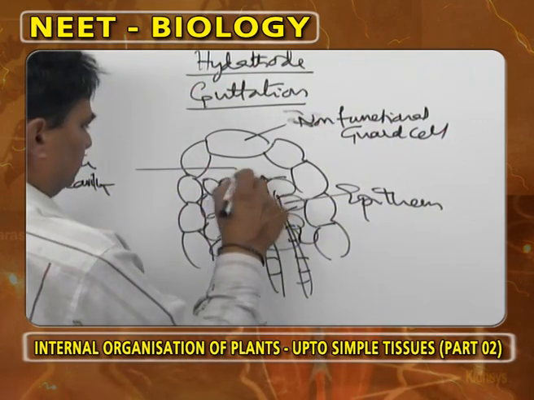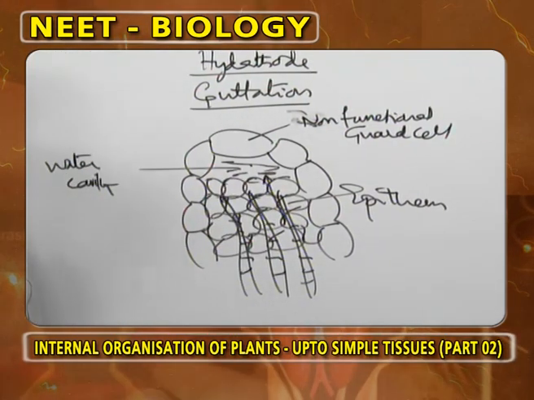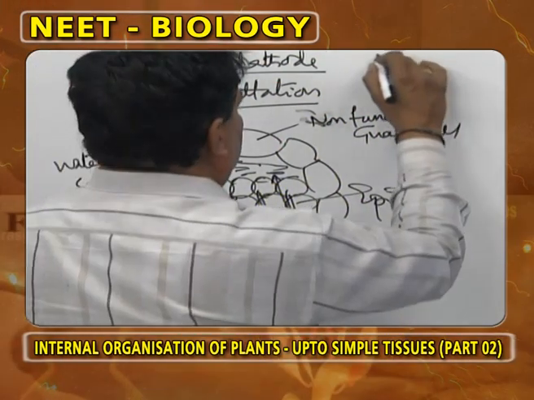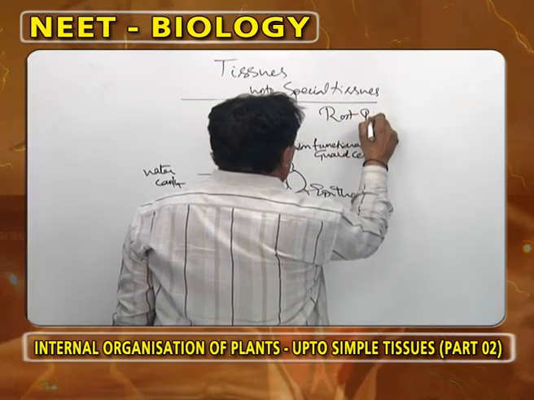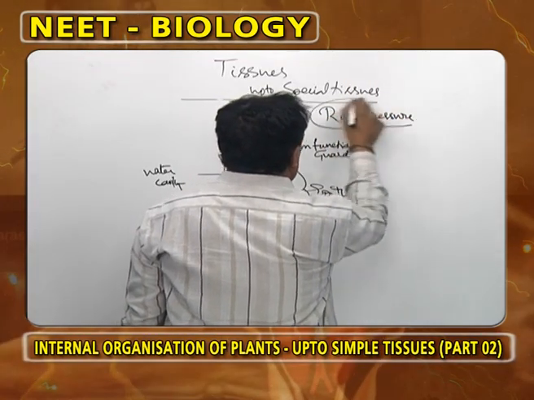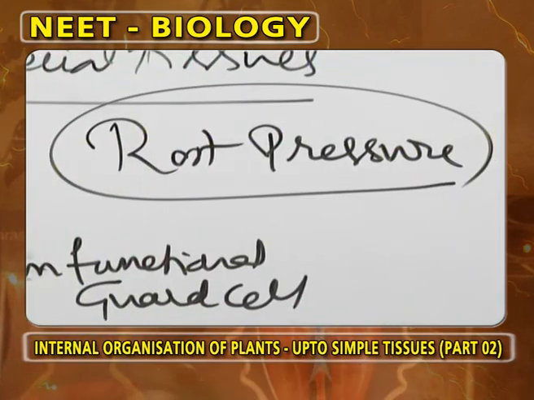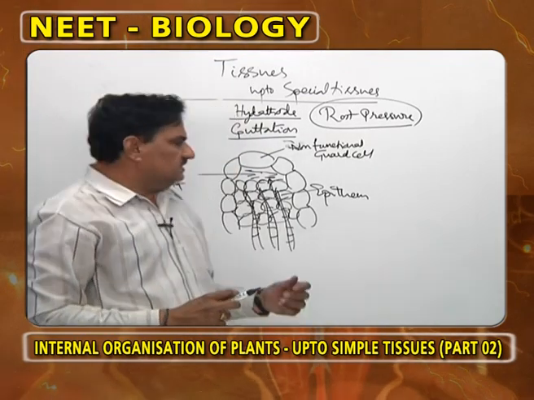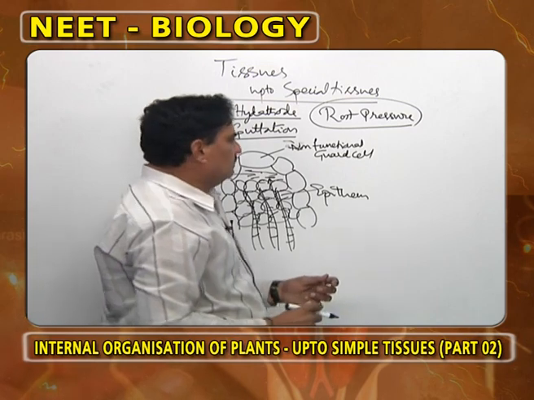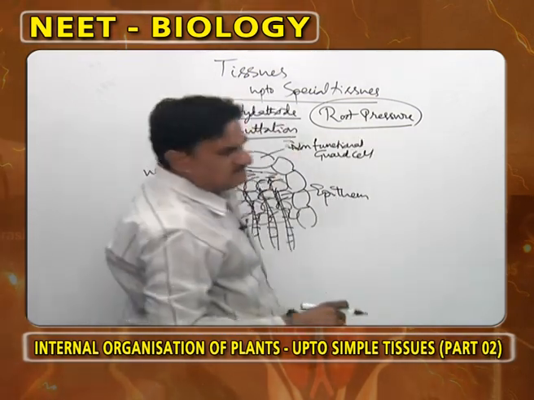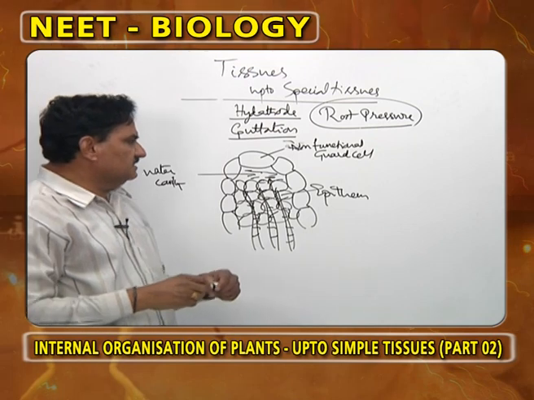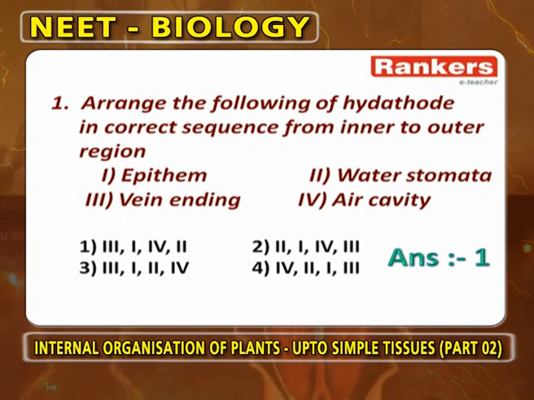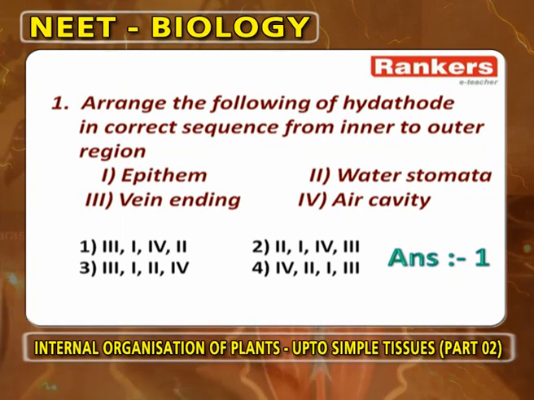The xylem endings store the water in the water cavity. Because it is a non-functional guard cell, water is released out in the form of water droplets. The guttation is directly proportional to root pressure. Root pressure means a positive hydrostatic pressure developed in the roots due to the accumulation of absorbed water. So, whenever root pressure is more, guttation is more. Whenever root pressure is less, guttation is less.